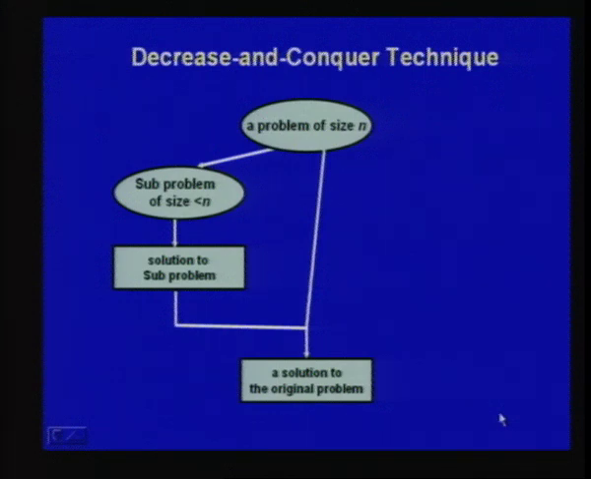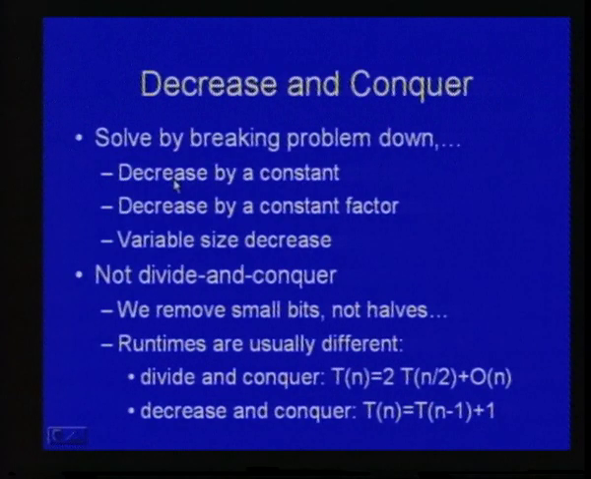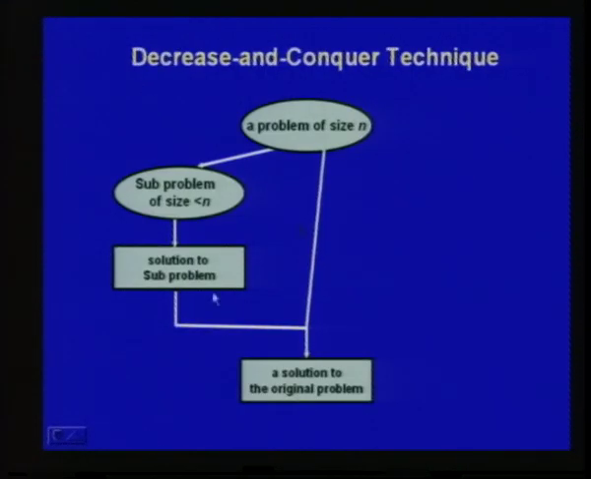So, the decrease and conquer technique can be explained this way. You have a problem of size n, you create a sub problem of size less than n, it can be lessened in any way. We saw that there were 3 methods of decreasing it, by a constant, by a constant factor, or a variable size decrease, and then find a solution to the sub problem. Because you have found a solution to the sub problem, you try to extend it to find the solution to the original problem. You do not do the merging here.